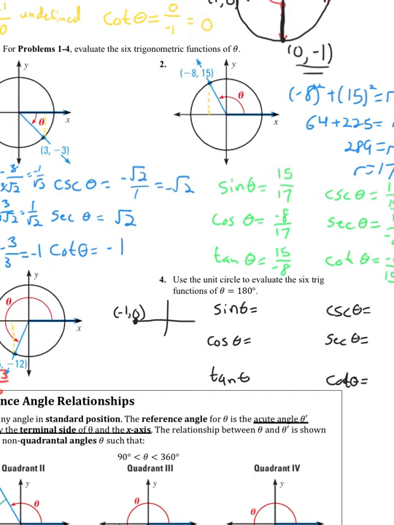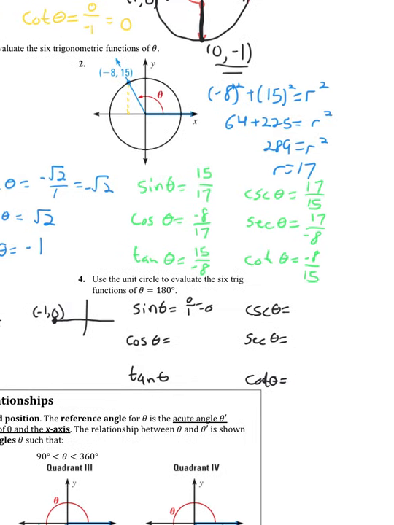Okay. So radius is 1, so the sine is going to be 0 over 1, or just 0. Cosecant then would be 1 over 0, which is undefined. Cosine is -1 over 1, so that's just -1. And that means secant is going to be 1 over -1, which is also -1. Tangent, 0 over -1, so that's just going to be 0. And cotangent's -1 over 0, that's going to be undefined.